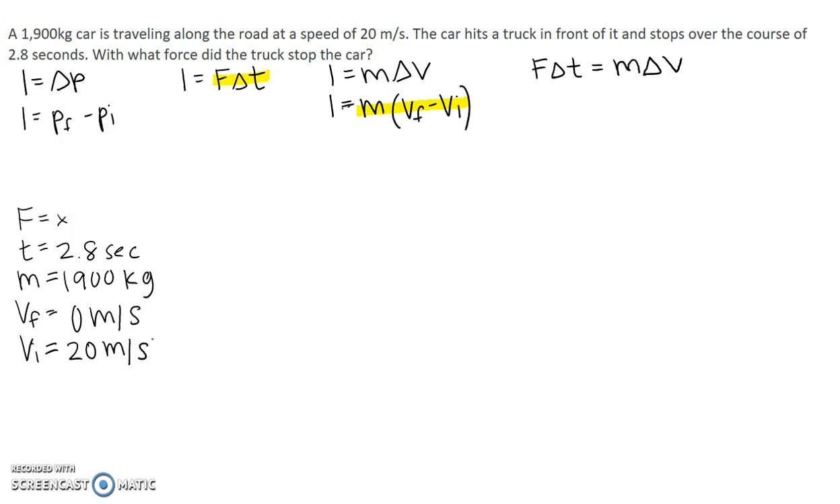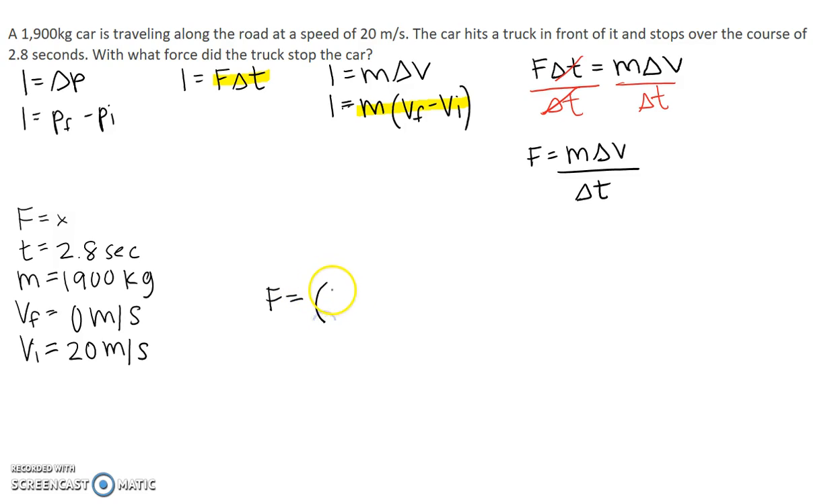Now, using the equation that I created by setting things equal to each other, I can solve for force. In order to do that, I'm going to need to rearrange a little bit by dividing each side by delta T. Now, the equation I'm really using is force is equal to mass times change in velocity over change in time. Let's plug some stuff in.